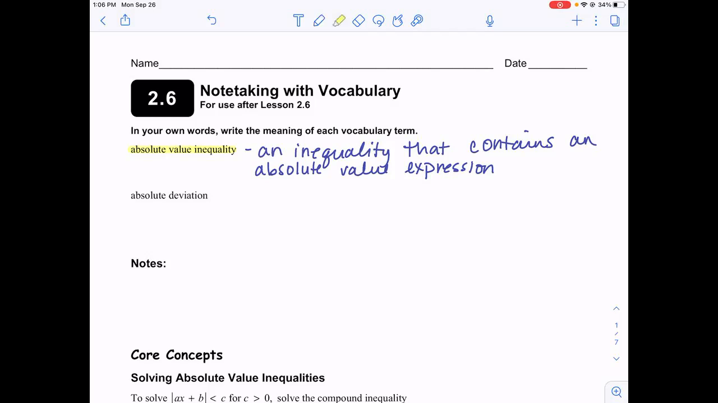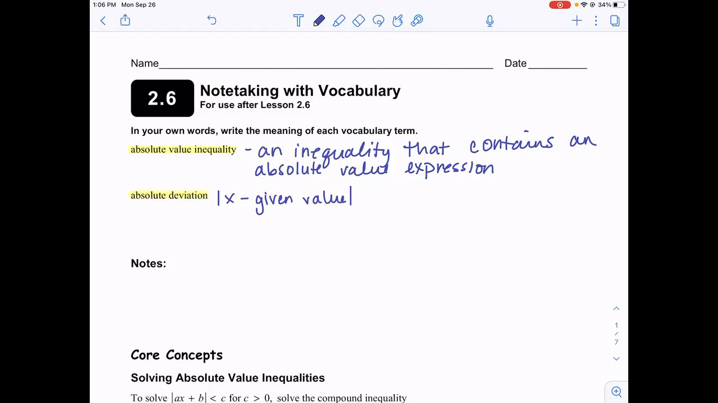Okay, now this absolute deviation, it sounds really weird, but all you need to know is that it's the absolute value of x minus a given value. What we are going to focus on is how to solve an absolute value inequality.